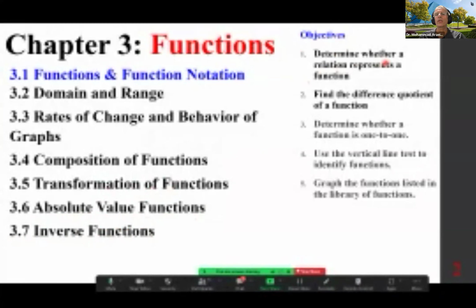Determine whether a relation represents a function, find the difference quotient of a function, determine whether a function is one-to-one, use the vertical line test to identify functions, graph the functions listed in the library of functions.